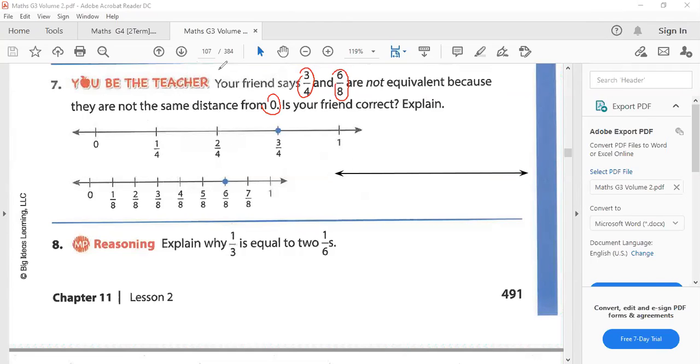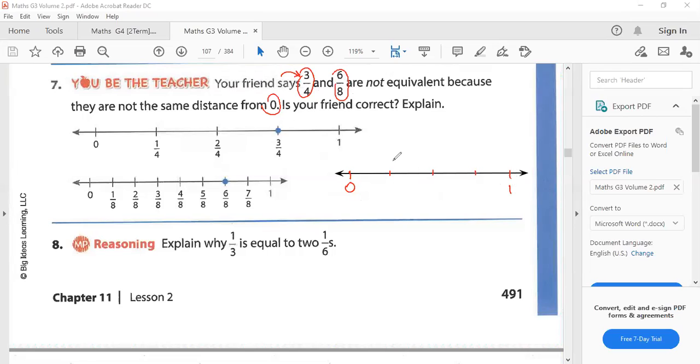Now we will divide this number line and start with 0 and end with 1. Now we need to divide for the first fraction. The first fraction, we're going to divide into how many equal parts? 4. Excellent. They will be 4, like this.